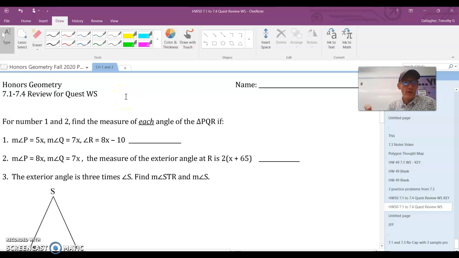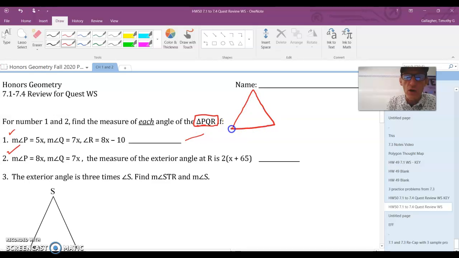In the first two problems, you have to draw the triangle. So we're going to draw triangle PQR for problem number 1. Here's P, here's Q, and here's R. It says P is 5x, so I'm going to put a 5x right there. Q is 7x, I'm going to put a 7x right there. And R is 8x minus 10, so I'm going to put a dot in a circle and write 8x minus 10.